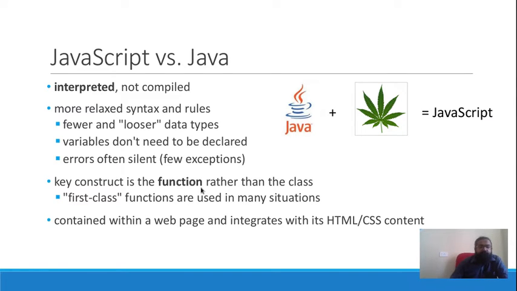So the key construct is the function rather than the class. Like Java has classes, but here the key construct is the function rather than the class, and first class functions are used in many situations. So this is contained within a web page and integrates with its HTML and CSS content. Okay, so this is not at all related to Java, except some syntactic similarities. And this is the cannabis leaf that is shown here. So which means that it's like Java plus some more capabilities, but more or less it makes it very cumbersome. That's what the whole equation kind of tries to tell you.